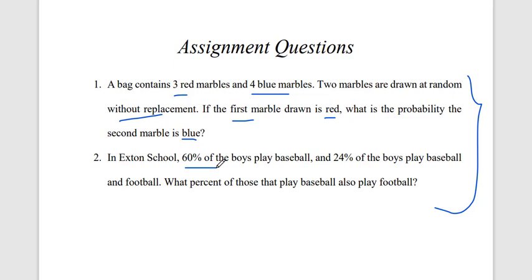Second example, finding the dependent probability. 60% of boys play baseball, and 20% of boys play baseball and football both. So what percent of those who play baseball also play football? Just like our last example. Both of these questions are simple. You can calculate these probabilities, write them in your book, and upload them in the RNWIET application.